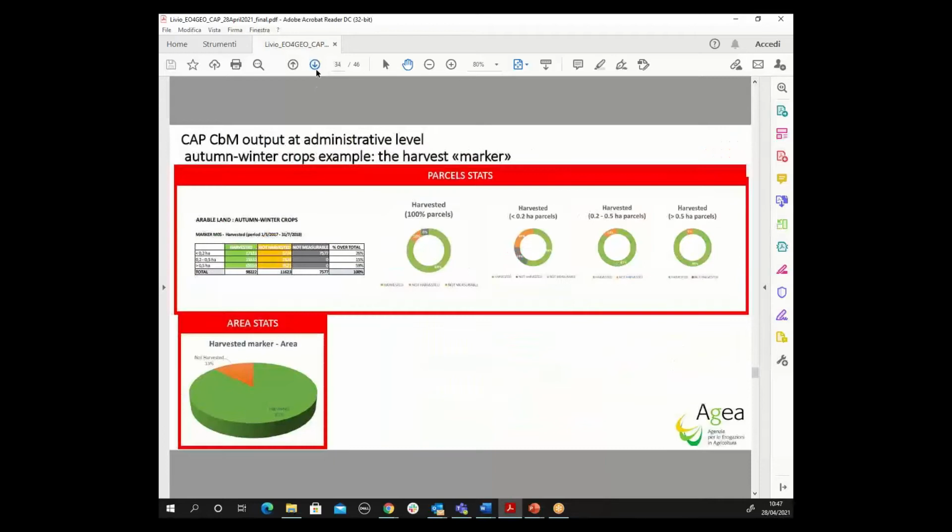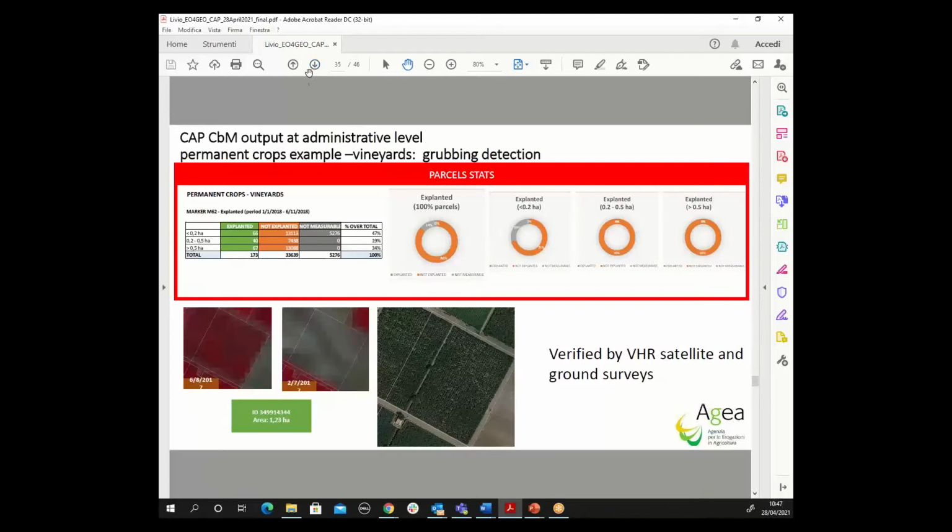Just an example of the harvest market. Next. Just an example of the grubbing for a vineyard. As you see, there is the possibility of using Sentinel 2 also to extract this information. That's very important from the economic point of view, because as you know, there is a lot of money for planting, replanting, or extracting and grubbing this very important economic cultivation. But it's important to say that on a flat zone Sentinel can be used, while in the mountains with rows, 10 meter resolution may not be enough. Next.